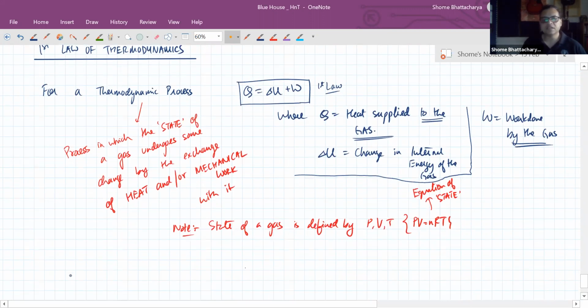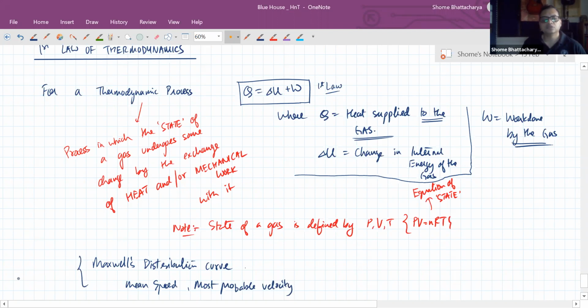Now there are a few extra things in kinetic theory of gases which you will see in your module, like Maxwell's distribution curve. The concept of mean speed as opposed to RMS velocity. And also the concept of most probable speed or most probable velocity. So these are some more extra things in kinetic theory of gases that we need to discuss in a future lecture. But you will not really be getting numerical problems based on this.